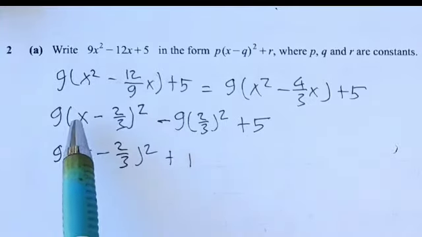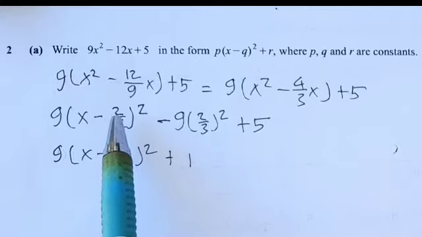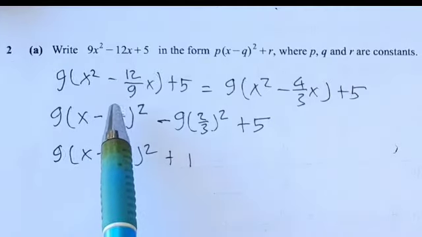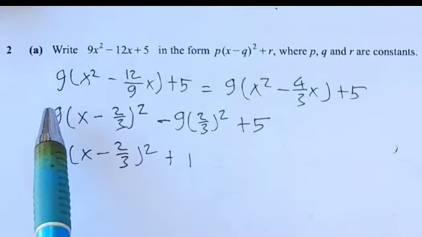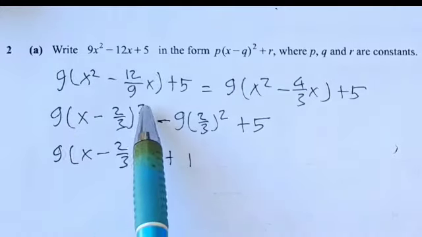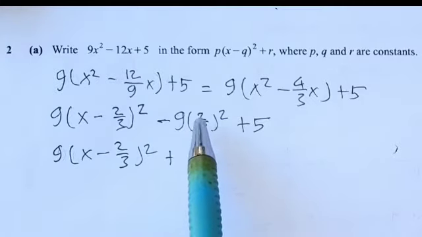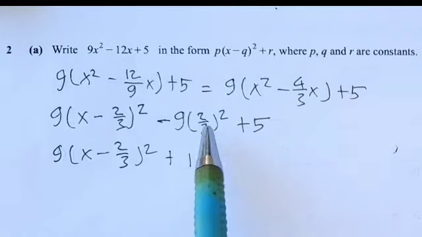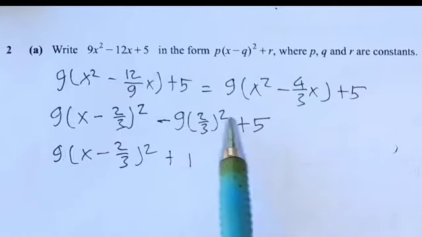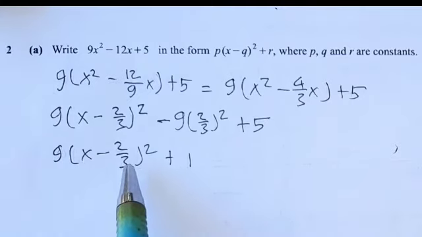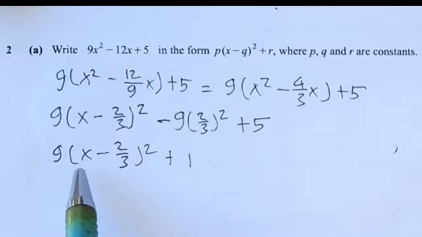By expansion of (x minus 2 over 3) squared, an extra term appears, that is (2 over 3) squared times 9. Thus we have to subtract it: minus 9 times (2 over 3) squared, and the 5 stays the same. Now (2 over 3) squared times 9 is 4, so minus 4 plus 5 is 1. Thus 9 times (x minus 2 over 3) squared plus 1. This is the answer for question 2a.